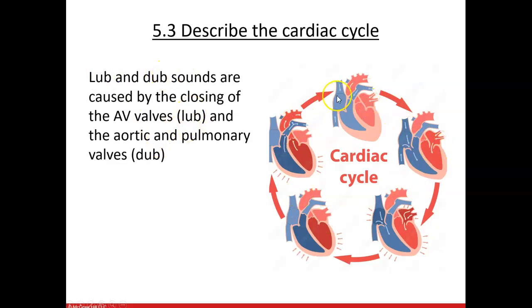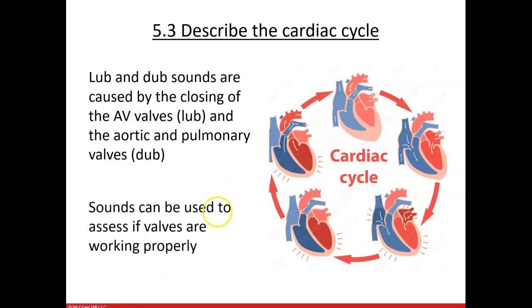So the lub and the dub sounds are the closing of the valves. You don't need to know which valve for which lub or dub, just to know that they're listening for the function of the valves. The valves need to close tightly so blood doesn't flow backwards. The sounds can be used to assess if the valves are working properly.